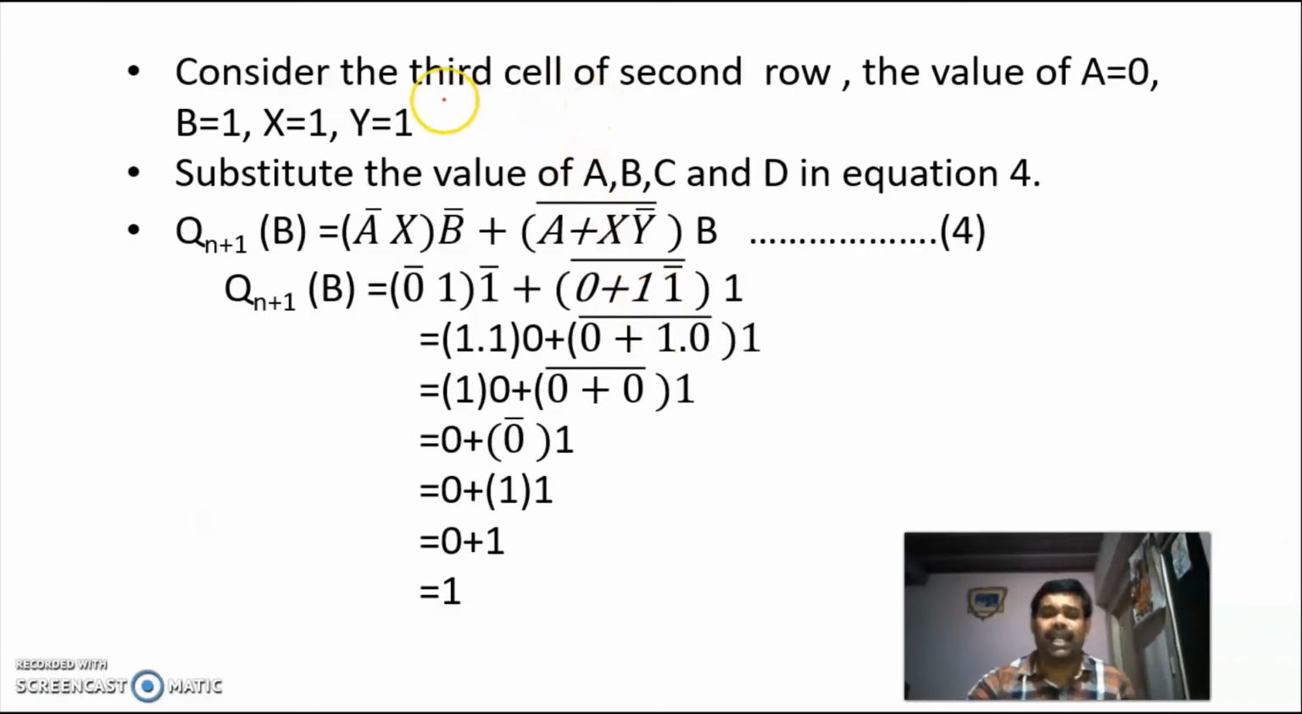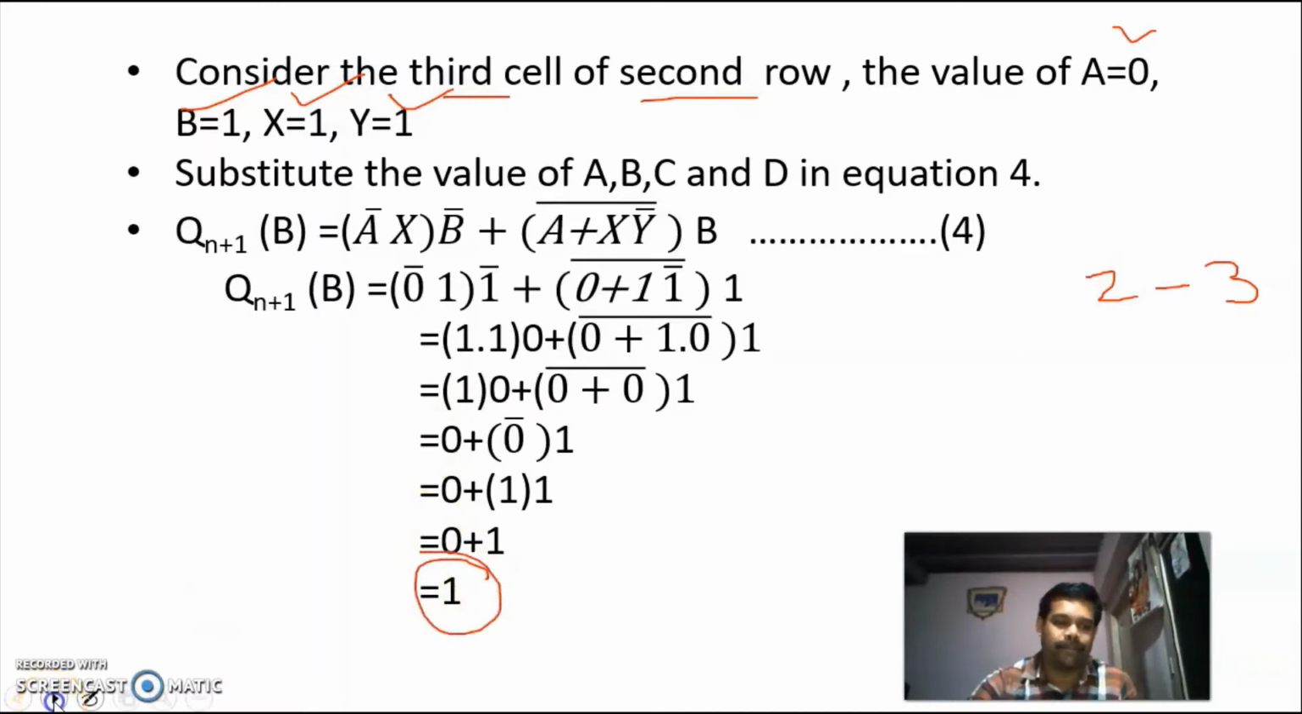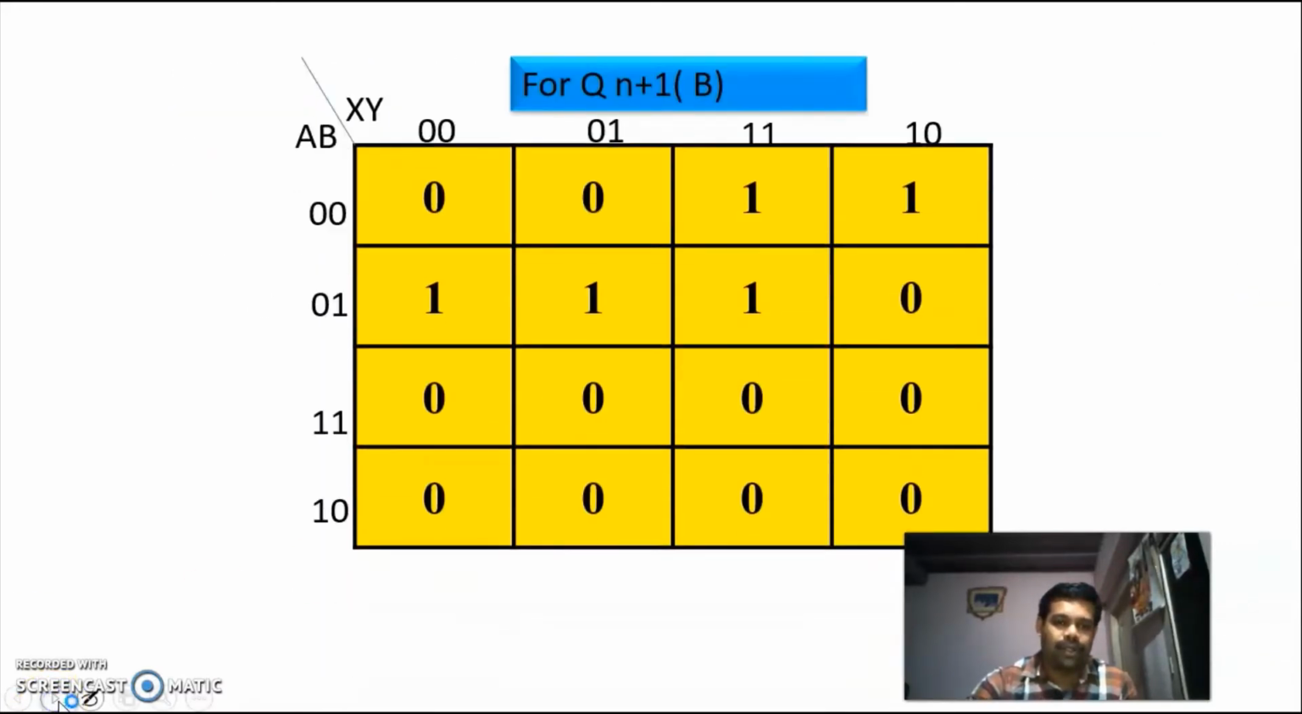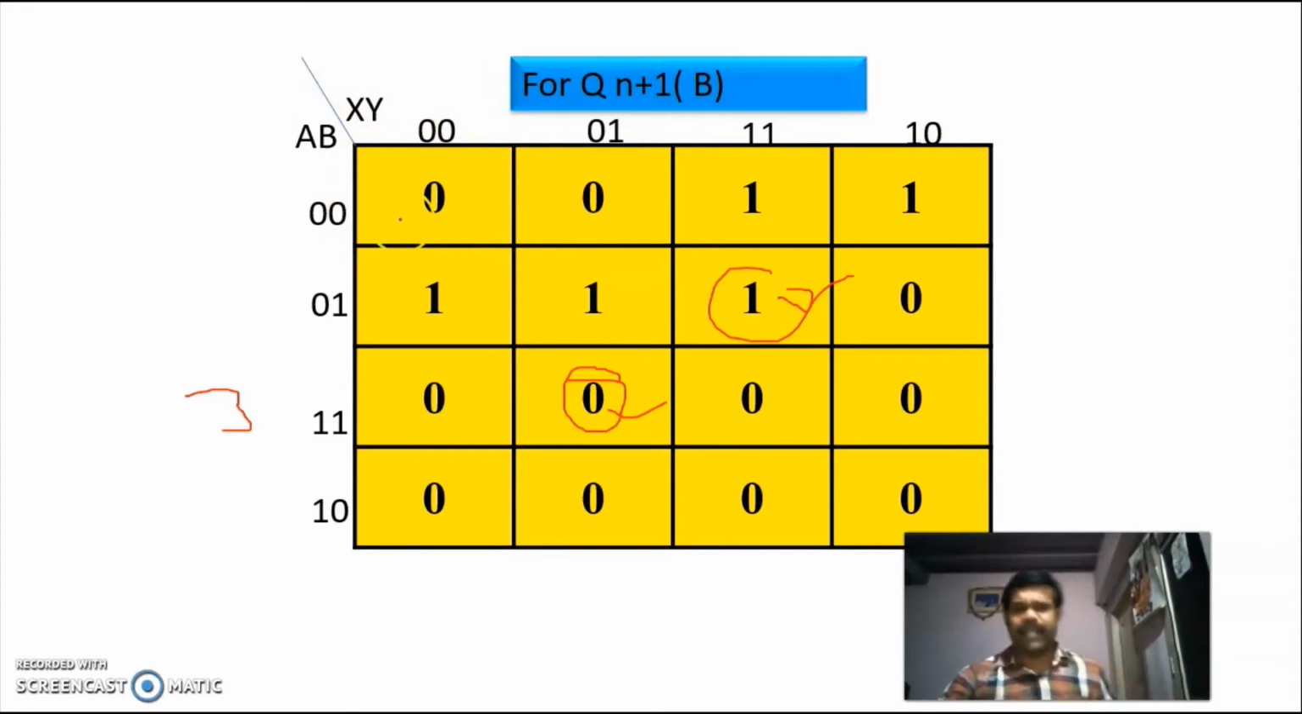Next we are considering the third cell of the third row. So first is the second cell of the third row. Then we are considering the third cell of the second row. The value of A is equal to 0, B is equal to 1, X is equal to 1, Y is equal to 1, and we are getting the value as 1. So first we have considered the second cell of the third row. The value is 0, correct. Then the third cell of the second row. Here we got the value as 1. Similarly, we have to take each value and substitute it in equation 4 and find out these values.